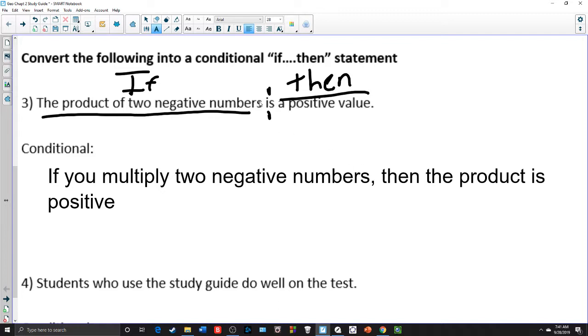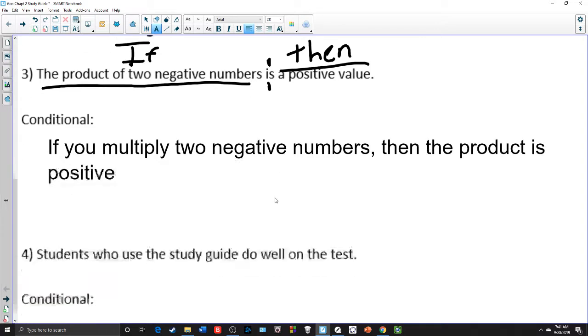So again, my if part is multiplying two negative numbers. My then part is the product is positive. Because again, when it says a positive value, it was referring to the product that I was getting. So when the is present, you can kind of use the if then to help you out there, with the if being the first part and the then being the second part.